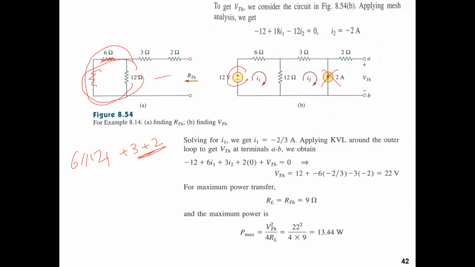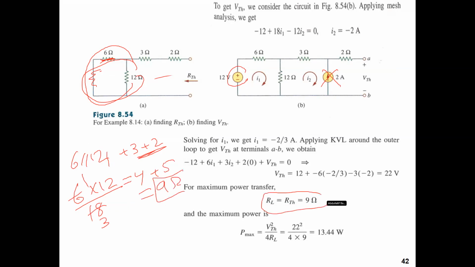So let's do that. 6 times 12 over 18 would be 4. So 4 plus 5 would be 9 ohms. So now it's at maximum power, as we said, when RL is equal to RThevenin. So this is the answer to question number 1. The answer to question number 2 is to just apply the values to the formula for Pmax. So Pmax equals VTH squared over 4RL, or actually 4RTH, because they are equal, and you get this answer.